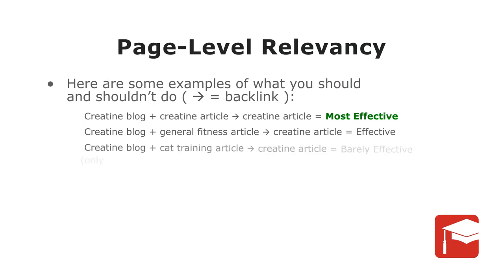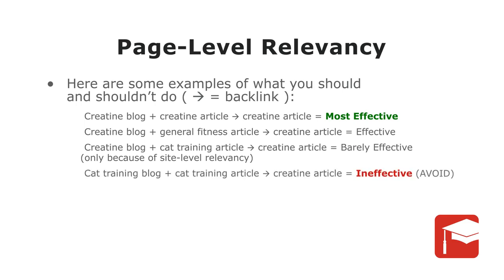And so this third equation, which I don't know why this would ever happen, but let's say, for example, a creatine blog published a cat training article and they decide to link to your creatine article. Well, this would be very ineffective. And the only reason why it would have any positive effect is just because of the site and domain level relevancy of the linking website. And so you would not want a link from a cat training article because it just doesn't have the relevancy that you need for it to be effective. And it's probably more on the dangerous side more than anything.